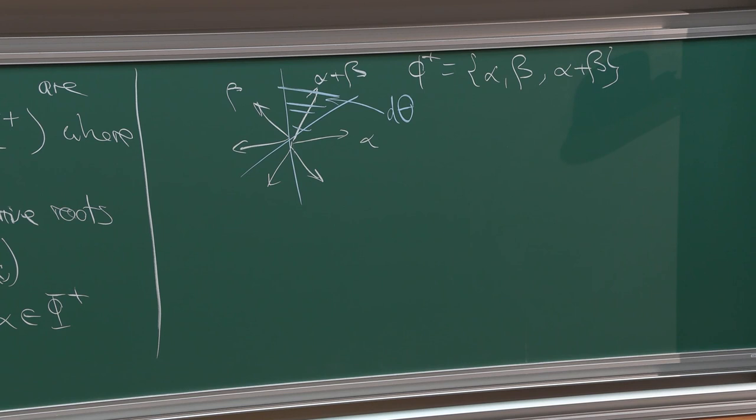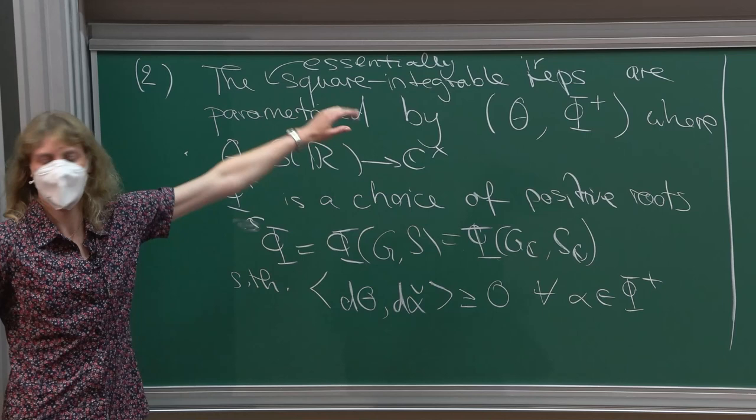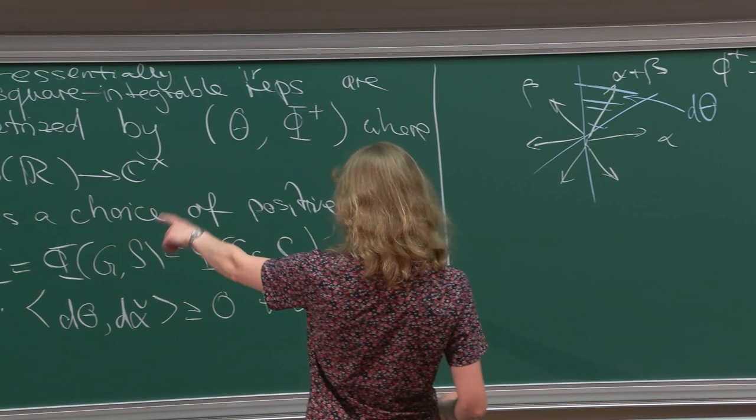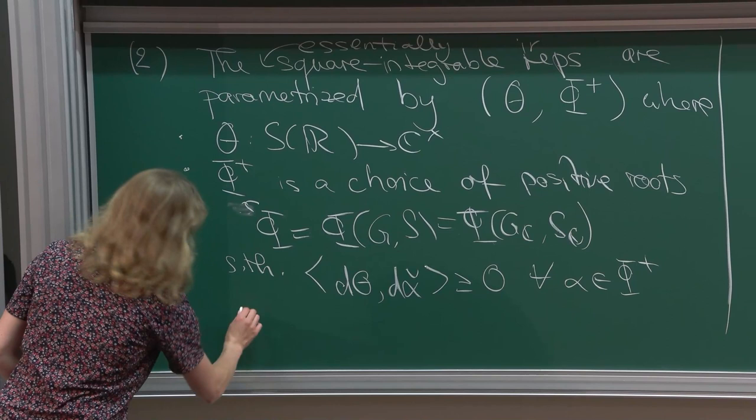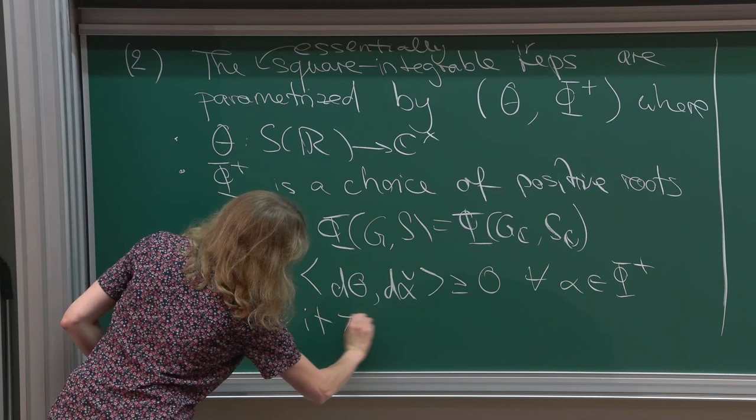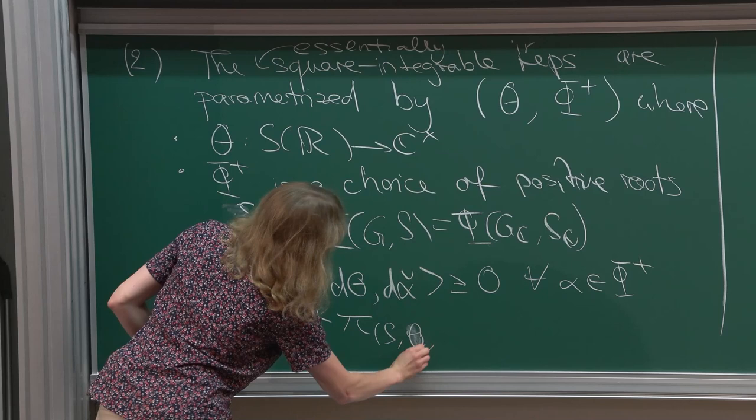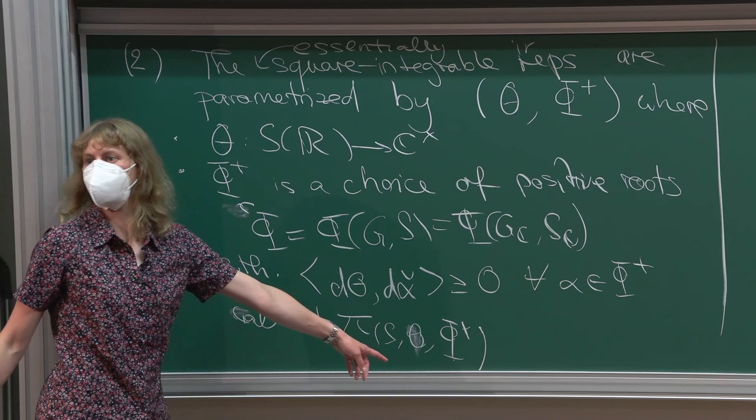And so the square integrable representations are parameterized by this data, and they are determined. So let's call it pi sub S, theta and phi plus. Can you read that down here? OK, if not, shout at me. I'm no longer sitting in the back, so I can't do the shouting for you.